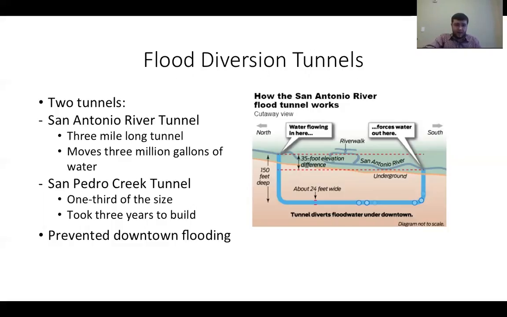Now, the San Antonio River Tunnel moves 3 million gallons of water per hour, and that is 80% of the two tunnels, so it's the much more important tunnel. The San Padre Creek Tunnel is a third of the size, and it only took 3 years to build. The reason for this, the San Antonio Riverwalk took 10 years to build. The reason San Padre Creek was much quicker is it had a lot less complications that I'll talk about later on.